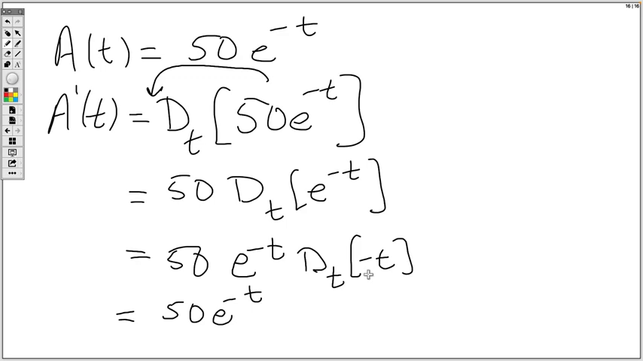So 50 e to the minus t. And what's the derivative of minus t with respect to t? Negative 1. So I get negative 50 e to the minus t. You see what's happening or not, folks?